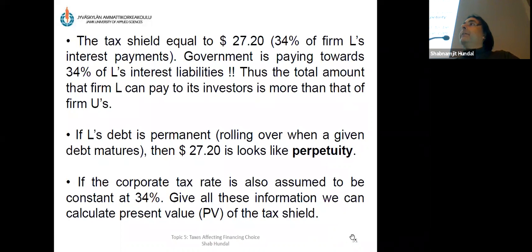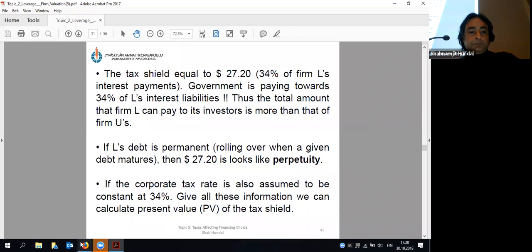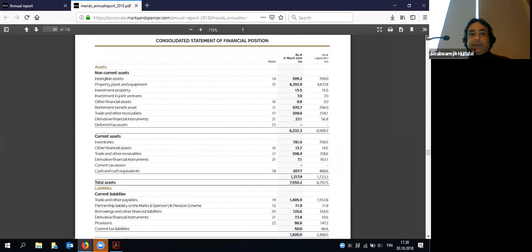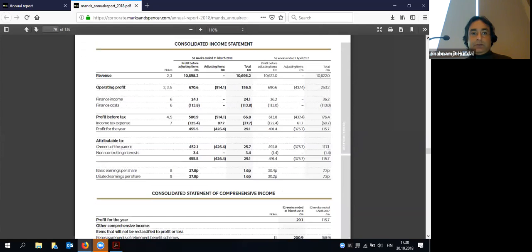Okay. Now I want to show you something. I want to take you back to the Marks and Spencer's statement. Look at Marks and Spencer's income statement. How much is the interest payment Marks and Spencer is giving? Oh, sorry, not here, it's the balance sheet. I need to take you back to the income statement, sorry. How much is the company's finance cost, the interest payment? It's a finance cost, yeah? How much is this? 113.8, yeah?